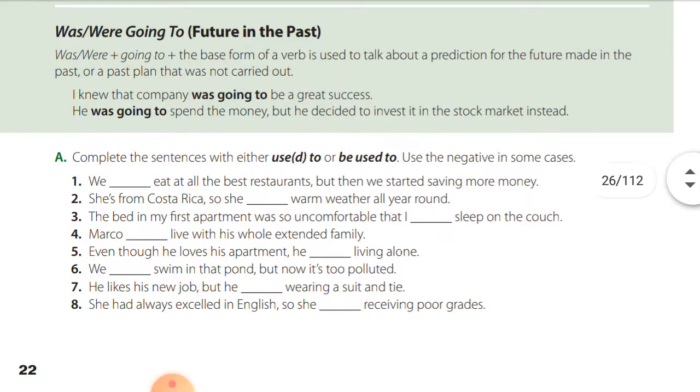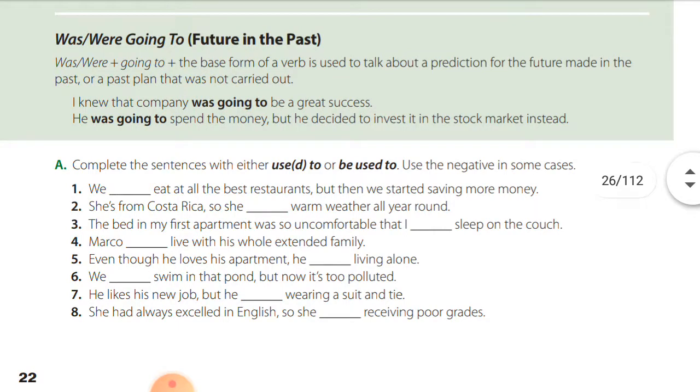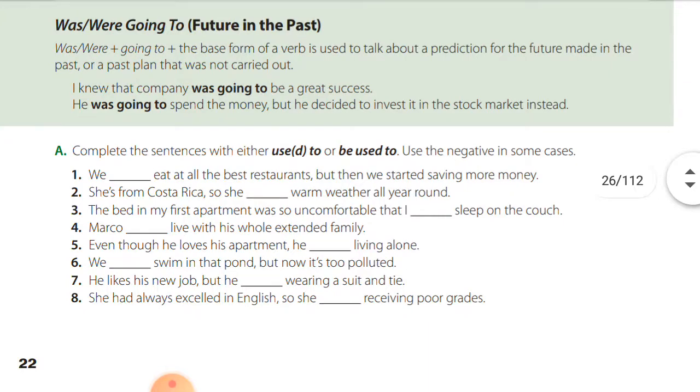The third point of our lesson today is using was or were plus going to plus the infinitive to express an action which was about to happen in the past, but it didn't happen. I was near to do something, but finally I didn't do that. Was or were plus going to plus the base form of the verb is used to talk about a prediction for the future made in the past, or a past plan that was not carried out.